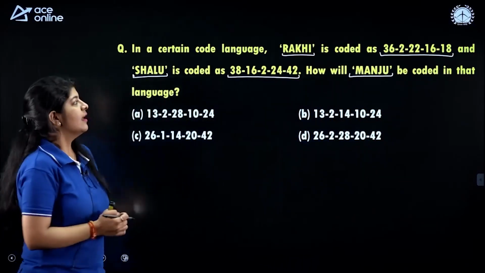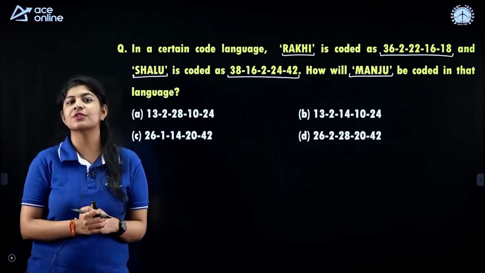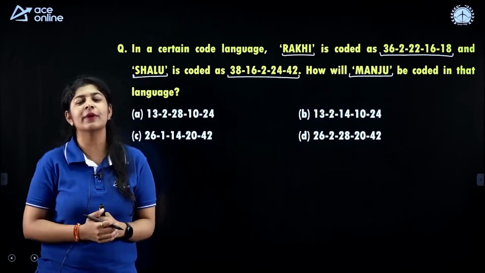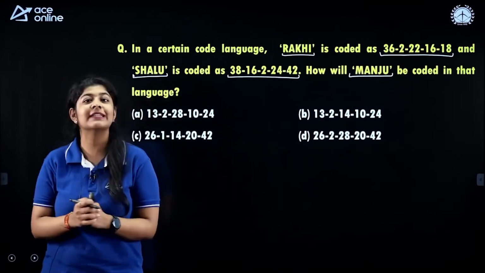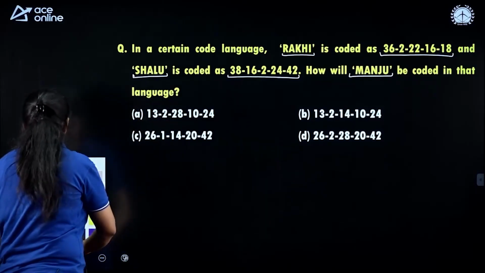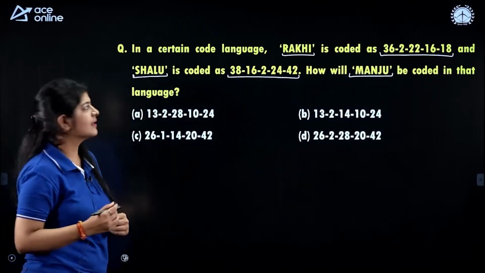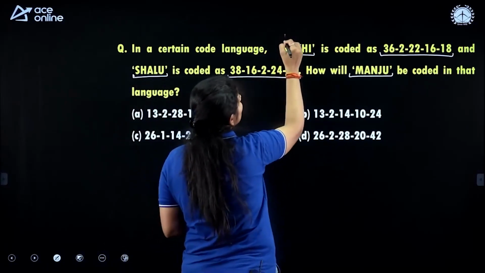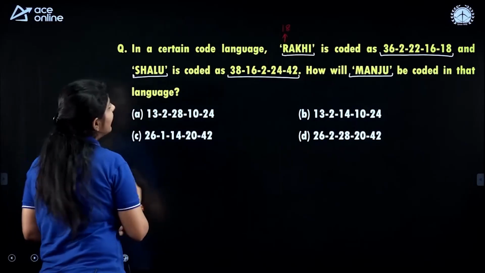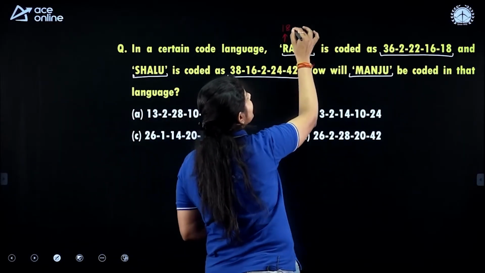Now what we need to do is determine the code for Manju. If you know the associated numbers of these alphabets, we learned the trick for how to remember each and every alphabet with its associated number, so we can easily determine the code without thinking twice. We know that R is associated with 18. A is associated with 1.